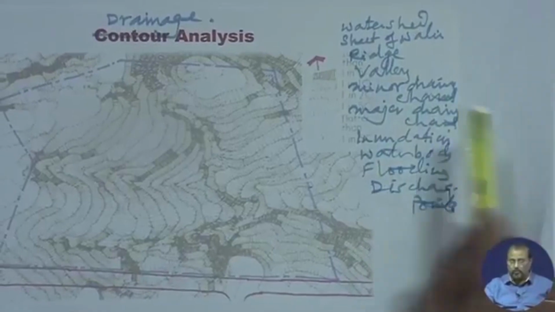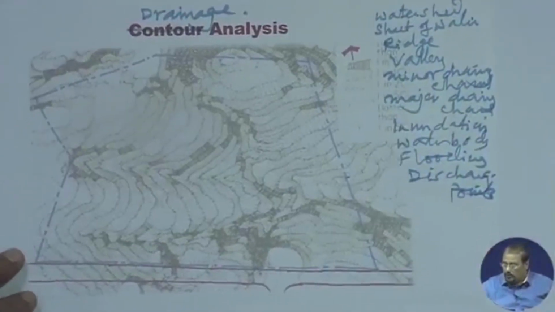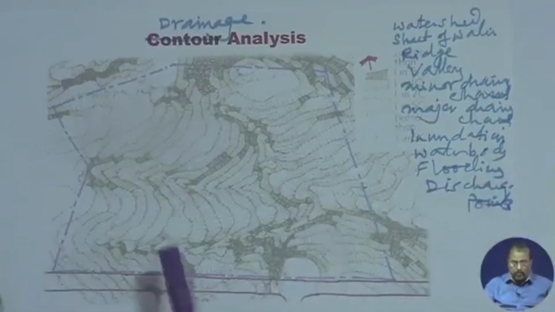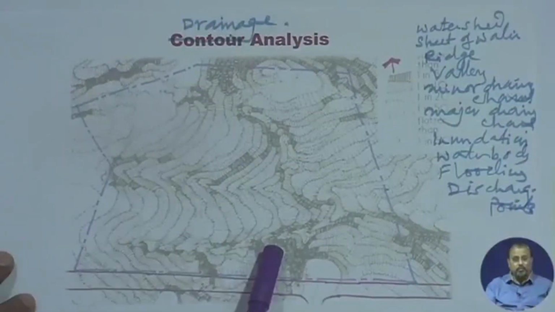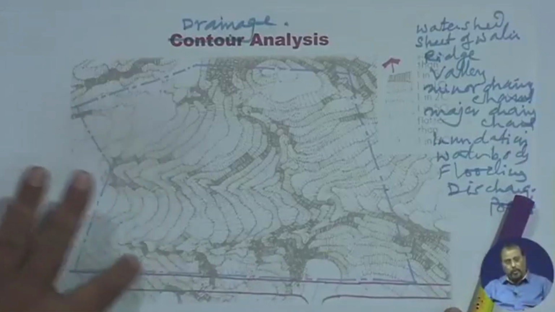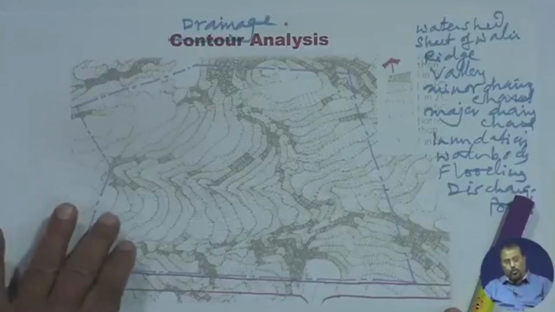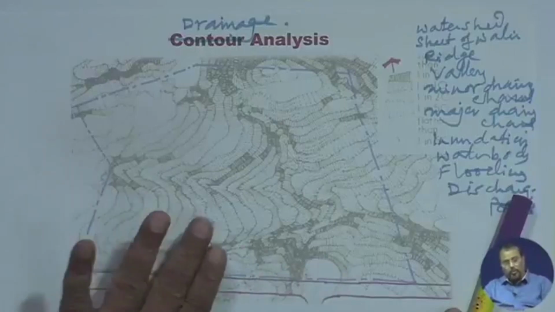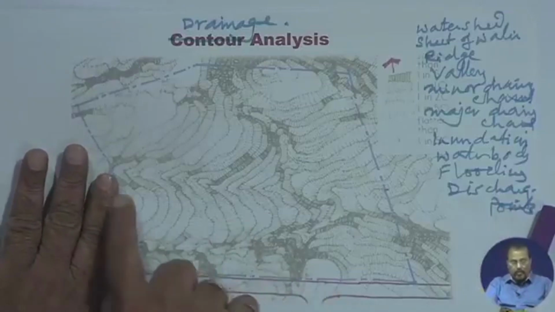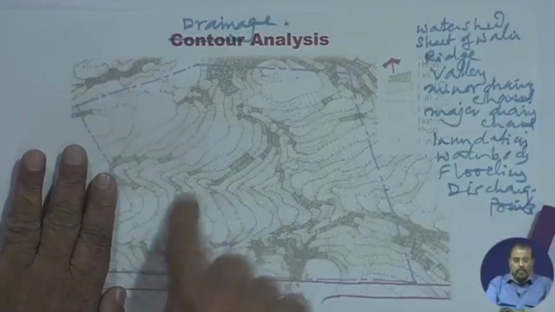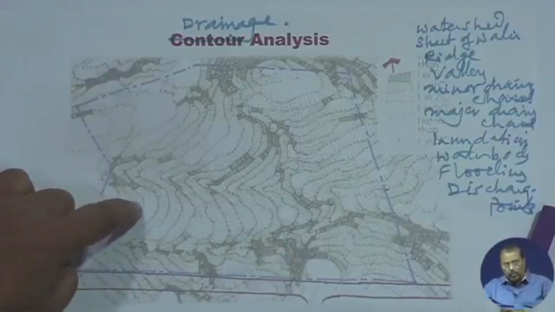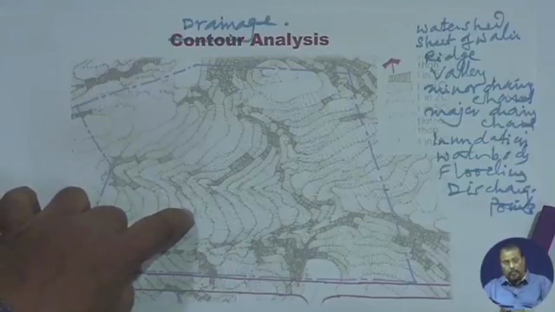Watershed, a sheet of water, ridge, valley. Let me draw it on this particular drawing. Look at this drawing very carefully. Whenever the curvature of the contour line goes outwardly from the top to the lower level, that means if this is the higher level and this is the lower level, and the curvature is convex down the hill, then all the center points of this curve, if you connect them, become the ridge.